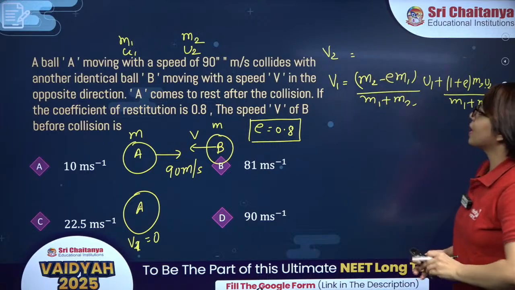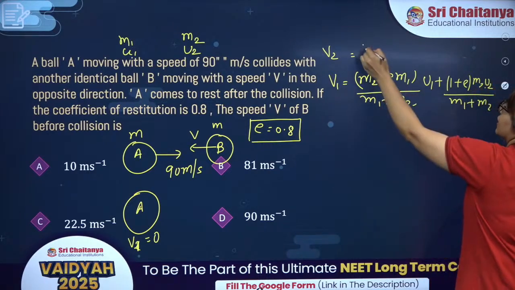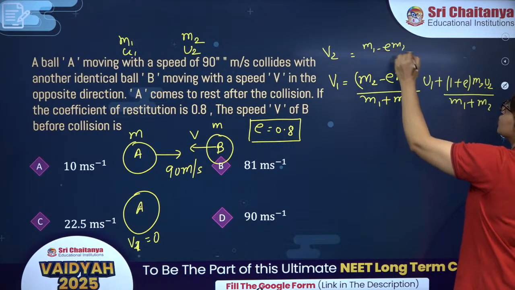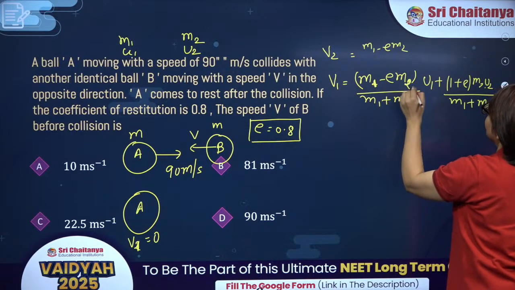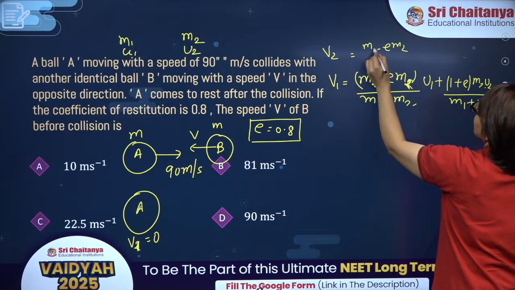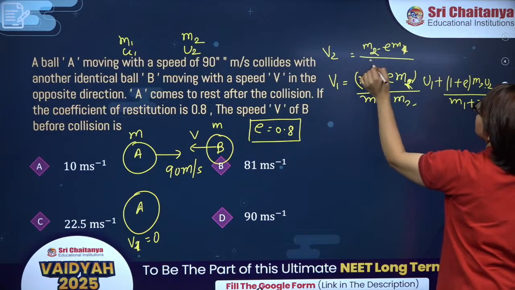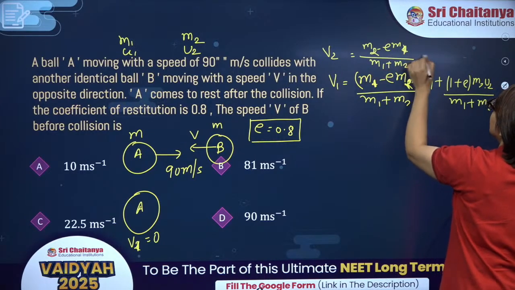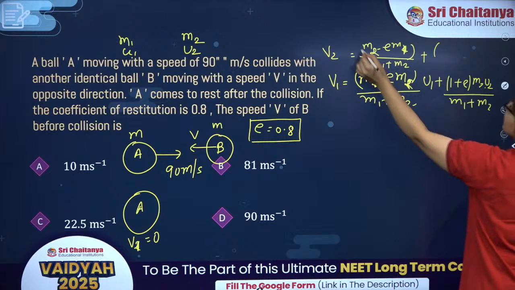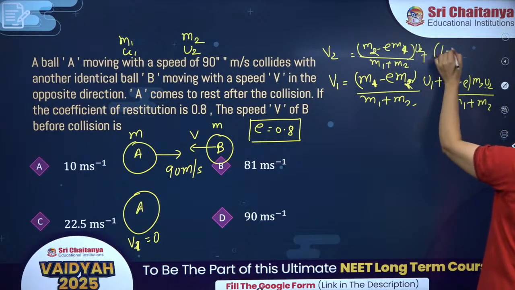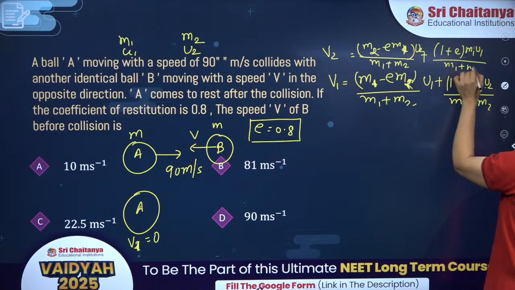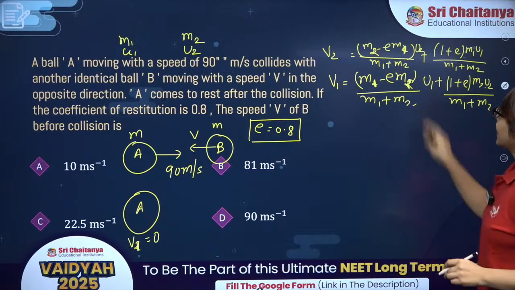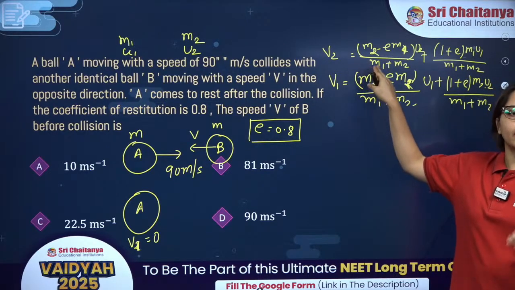The velocity of the mass 2 after collision is (m2 minus e m1) divided by (m1 plus m2) times u2, plus (1 plus e) m1 u1 divided by (m1 plus m2). So that is how we can find v1 and v2 directly.